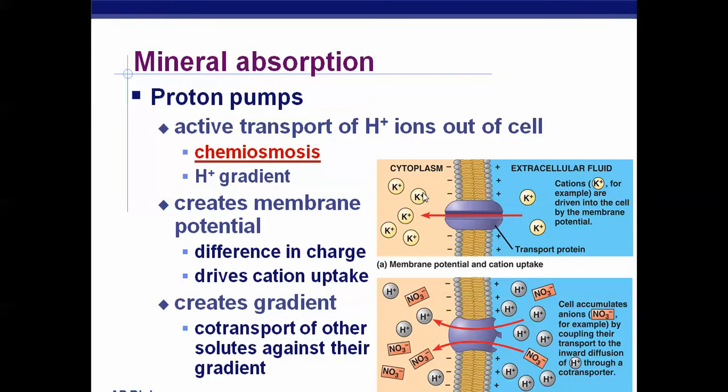We also use cotransport with the gradient that we've created with the hydrogens. In this scenario, you can see the hydrogens have been pumped outside of the cell through active transport, and they can now bind with a negative ion like this NO3-. These both combined can connect with a protein and be transported into the cell. So this gradient allows us to do passive transport of cations and cotransport of anions.